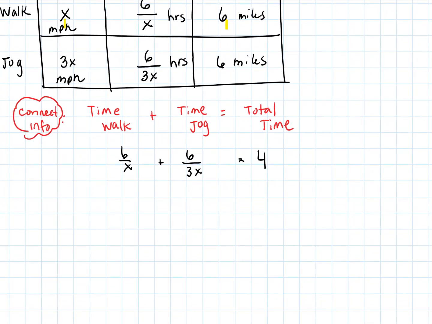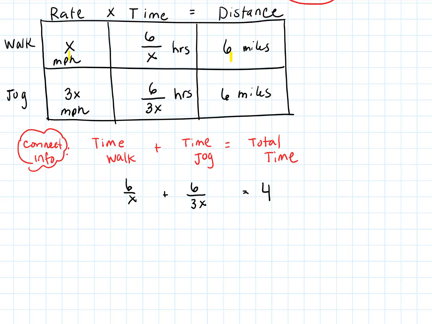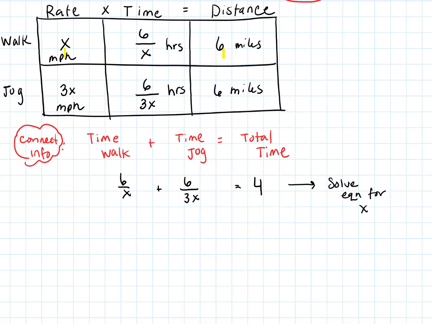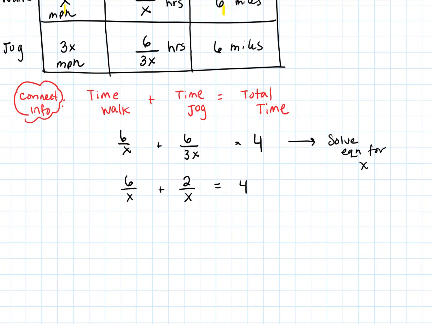Now, just as a quick something to notice here, that 6 over 3 could be reduced. So I'm going to go ahead and reduce that because now we can solve this equation for x, which is our rate spent walking. So we can go ahead and simplify this. This is just 6 over x. Notice the 6 over 3 does reduce to 2 over x equals 4. There's a couple of things we could do here. I notice I have a common denominator, so I'm just going to go ahead and add those. So if I add those, I get 8 over x equals 4.